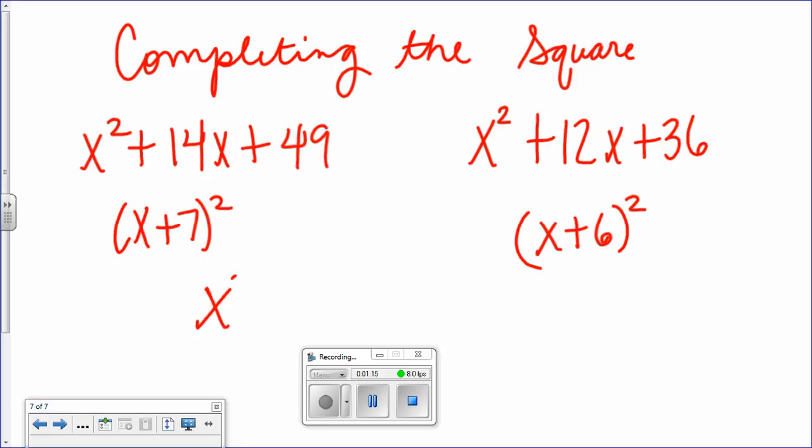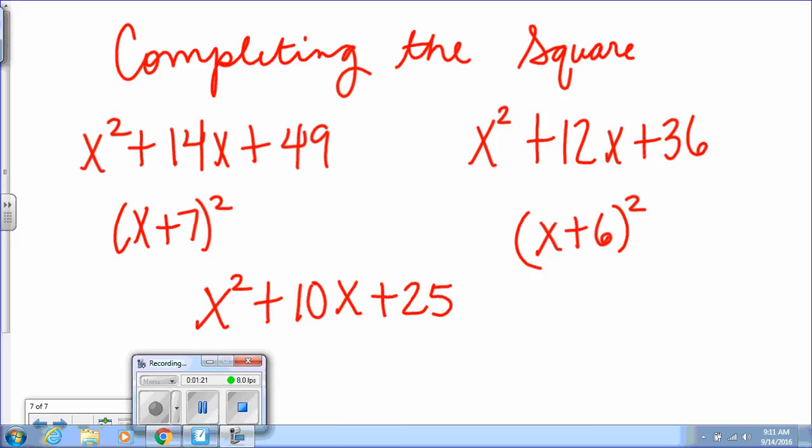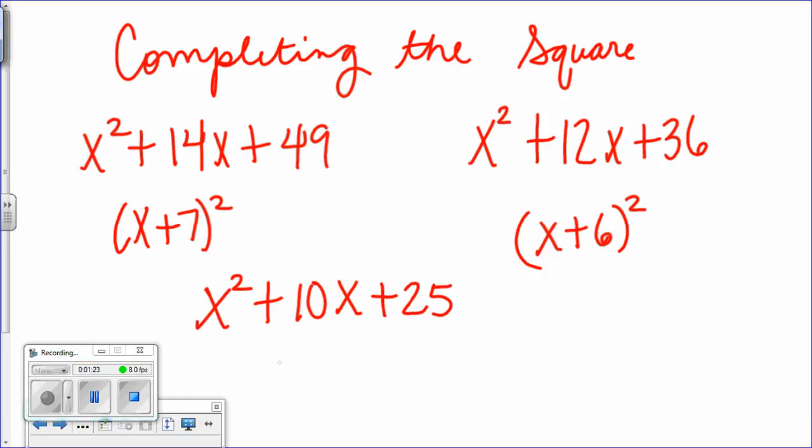x² + 10x + 25. What's that going to factor into? Yes, (x + 5)². So what do you notice about A, B, and C on these? What's A on all of them? A is 1. Now, what's the relationship between B and C?